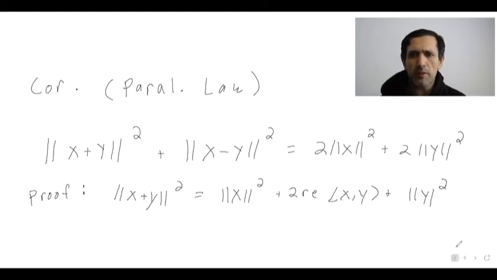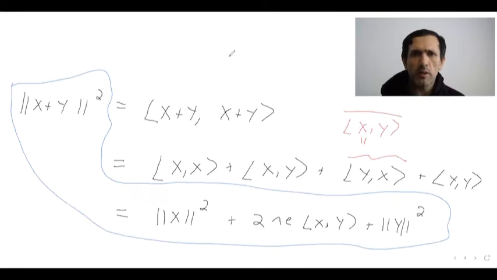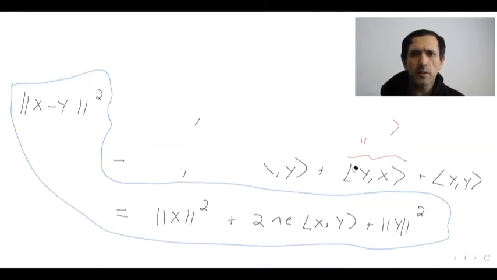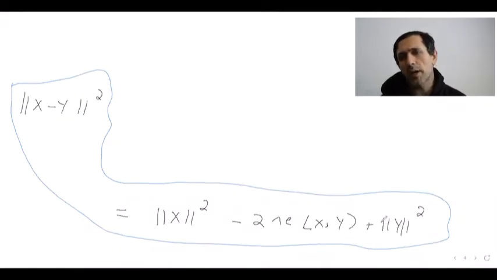Okay, so now let's say I replace y with minus y. Let me get rid of all this here because I don't need it. I want to avoid confusion. Right, so what happens if I do that? Well, if I take a minus y, I can pull the minus out, so this becomes a minus. The norm of minus y is the norm of y.